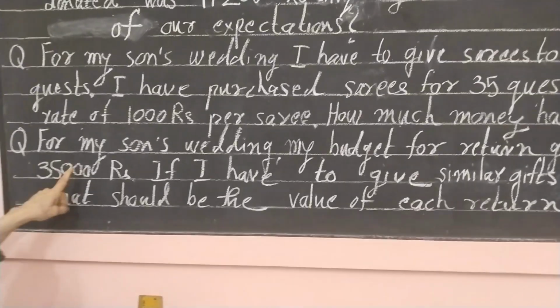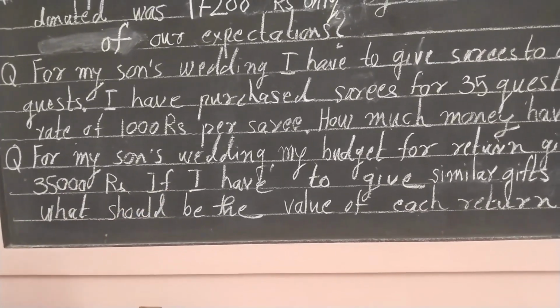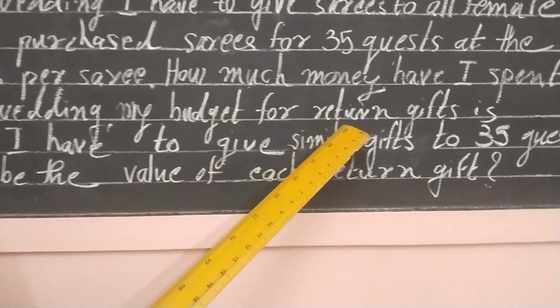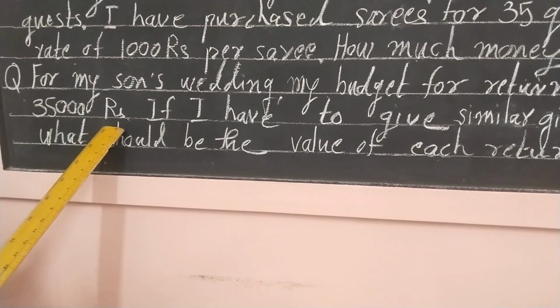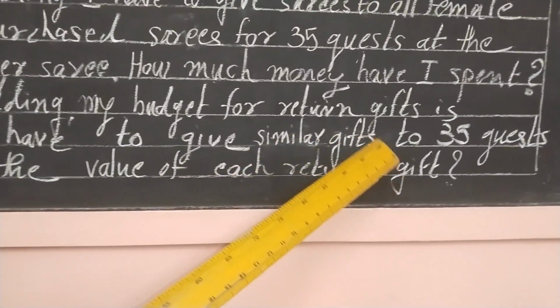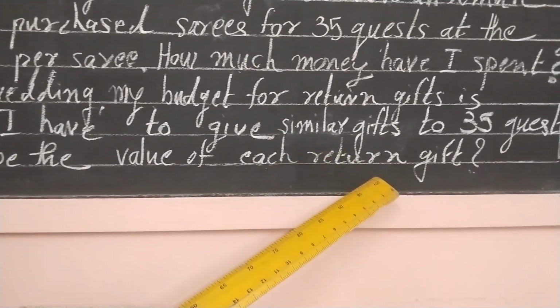We are going to come to the last example. For my son's wedding, my budget for return gifts is 35,000 rupees. If I have to give similar gifts to 35 guests, what should be the value of each return gift?